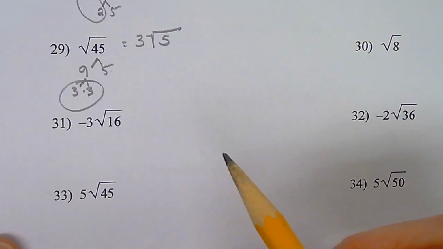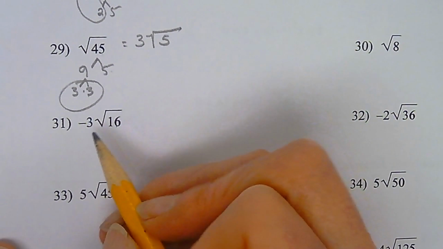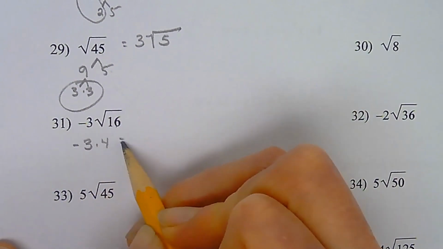Now number 31, the square root of 16 is 4. So I have negative 3 times 4, which is negative 12.